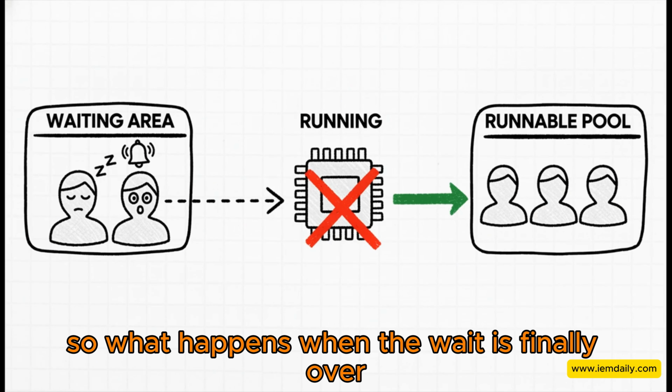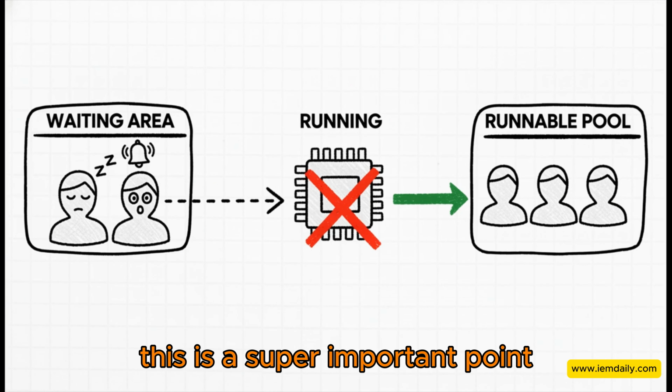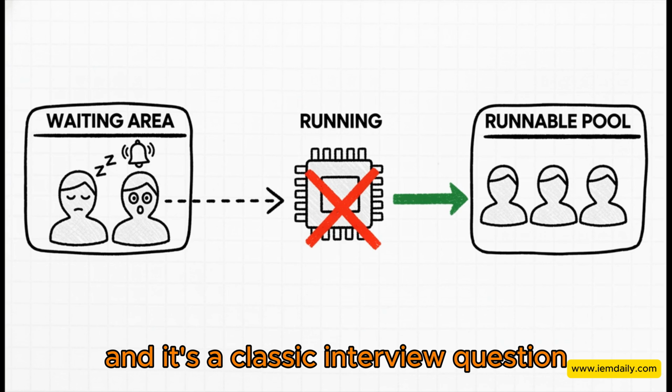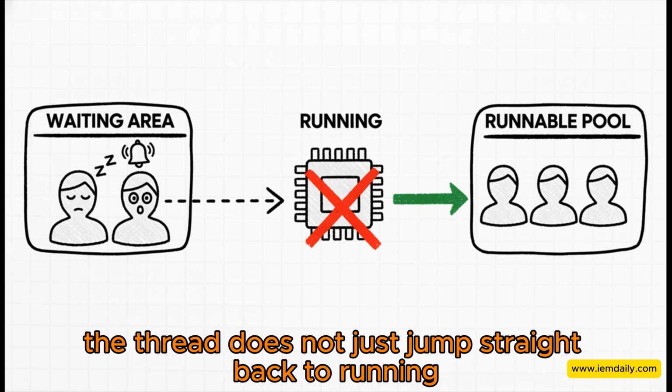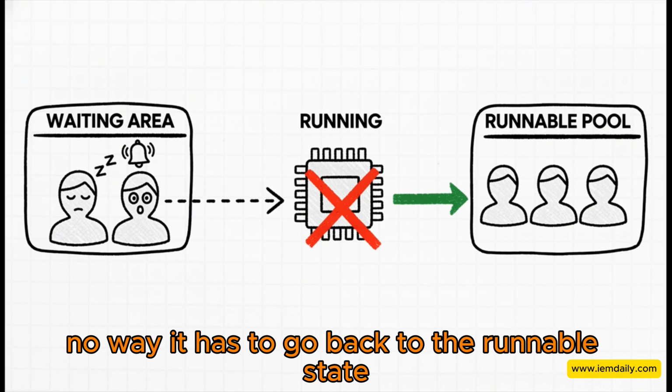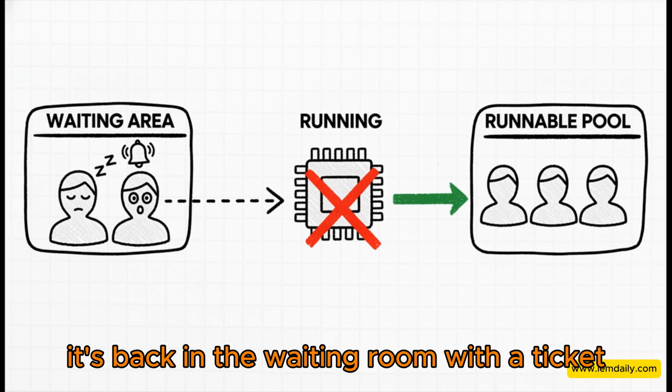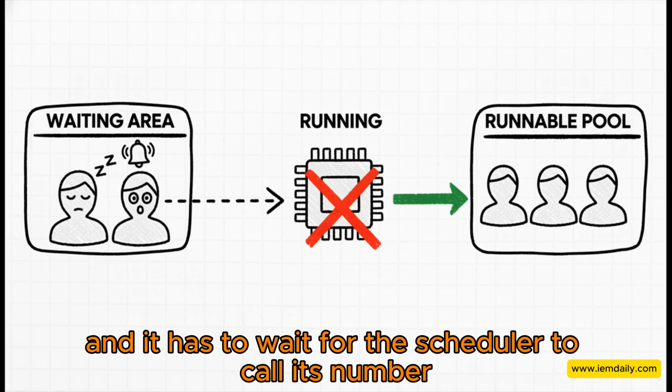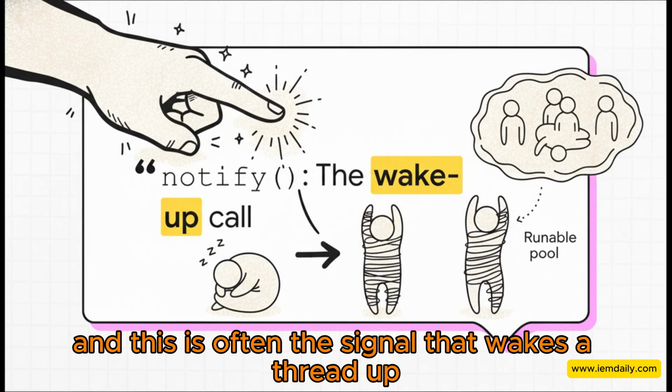Okay, so what happens when the wait is finally over? This is a super important point, and it's a classic interview question. The thread does not just jump straight back to running and cut in front of everyone else. No way. It has to go back to the runnable state. It's back in the waiting room with a ticket, and it has to wait for the scheduler to call its number again. And this is often the signal that wakes a thread up.